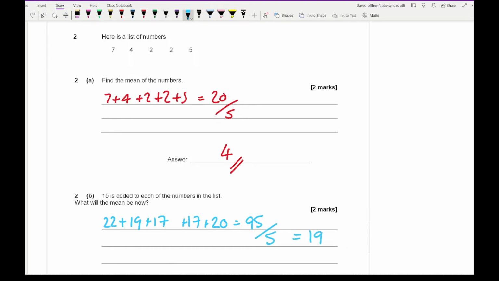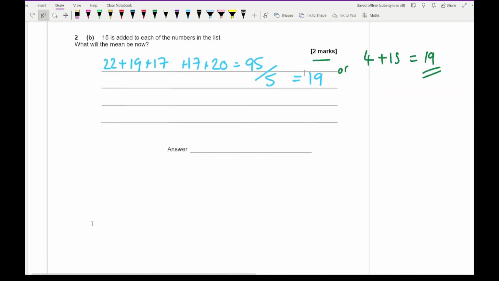An alternative is that if all the numbers are being increased by 15, you can just do the original mean, which is 4 plus 15, and that would also give you 19. So any of those would be good enough to get the 2 marks, but just make sure that you're not just writing 19, make sure you are showing some form of working out.